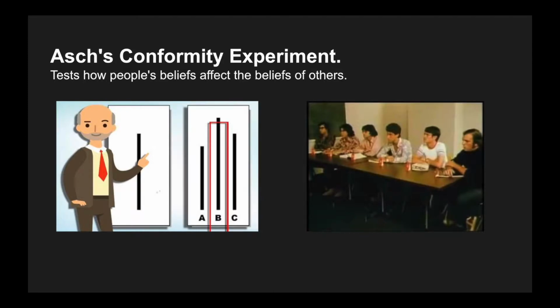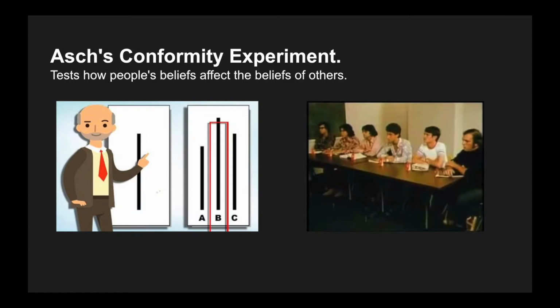Asch's conformity experiment tests how people's beliefs affect the beliefs of others. This experiment is one of the best known illustrations of conformity. The research participant was told he was participating in a simple perceptual task. The participant would enter a room and sit at a table with several other people. The participant and confederates would be shown a series of cards that had a reference line and another card that had 3 comparison lines. Over the course of several trials, subjects were required to select the comparison line that corresponded in length to the reference line.